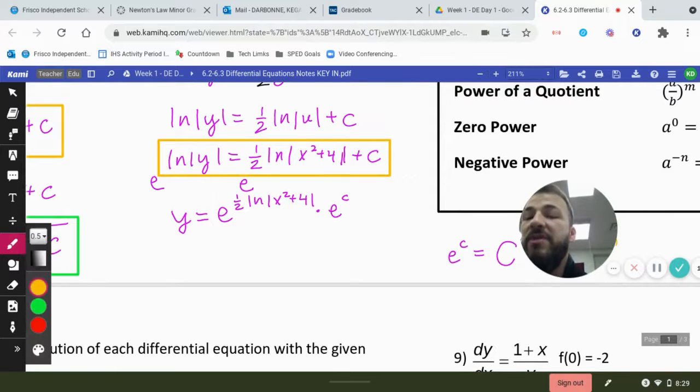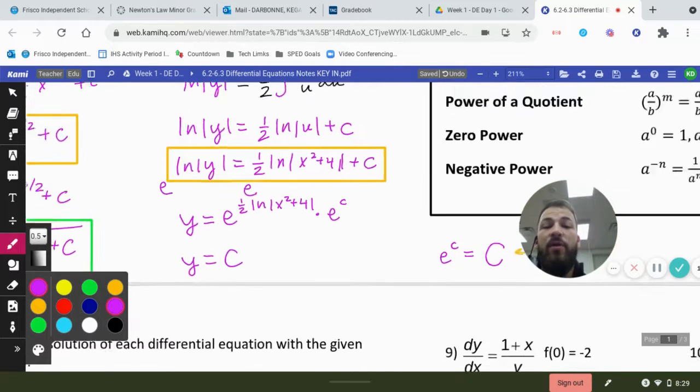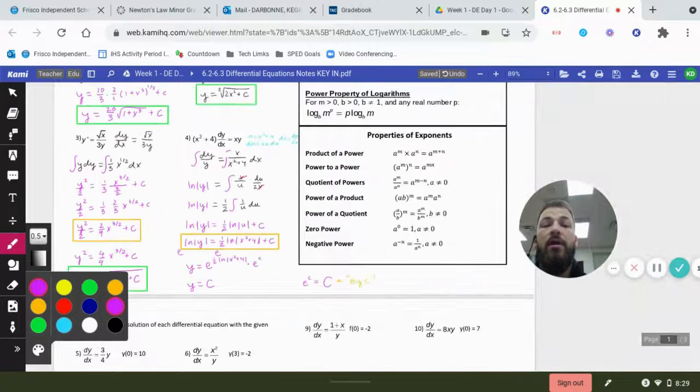So my new function becomes y is equal to big C. So y is equal to C times, and then I'm going to get my e's and all this kind of mess. Okay. So I have e to the 1/2 natural log of the x squared plus 4. So before I can get that e and natural log to cancel out, I actually have to move that 1/2 power to the inside. That's another one of my properties.